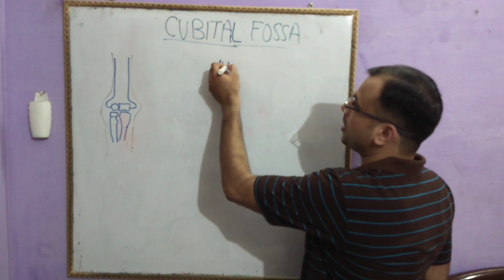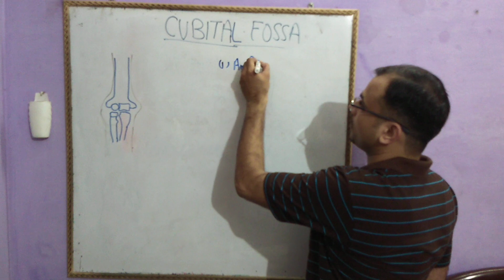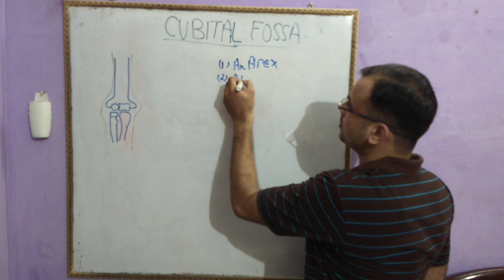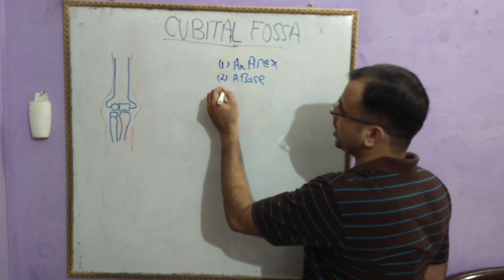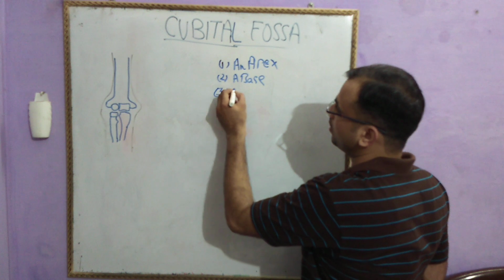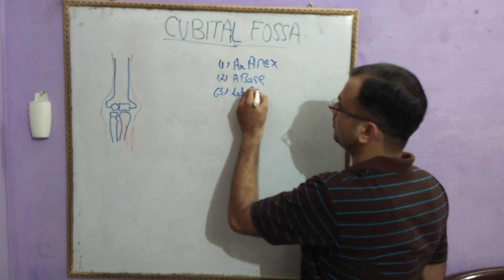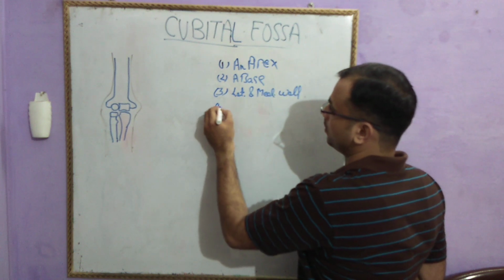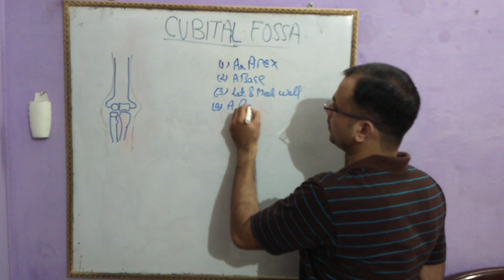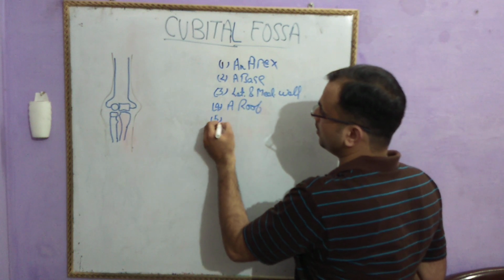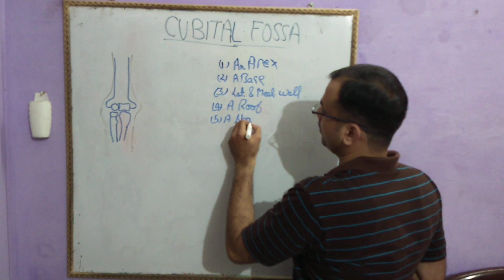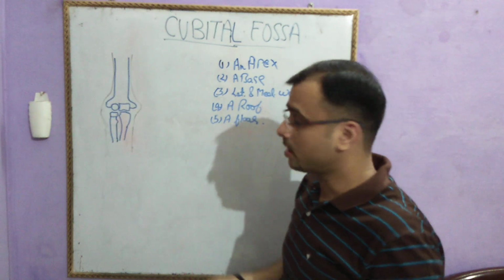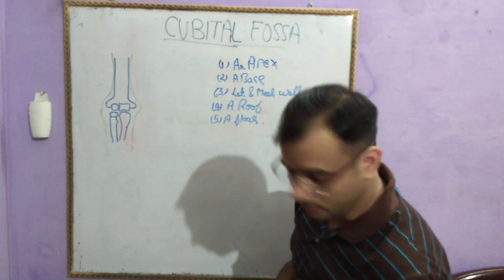So it has an apex, a base, and two walls, lateral and medial wall, a roof, and a floor. Now we will see the structures of the cubital fossa.